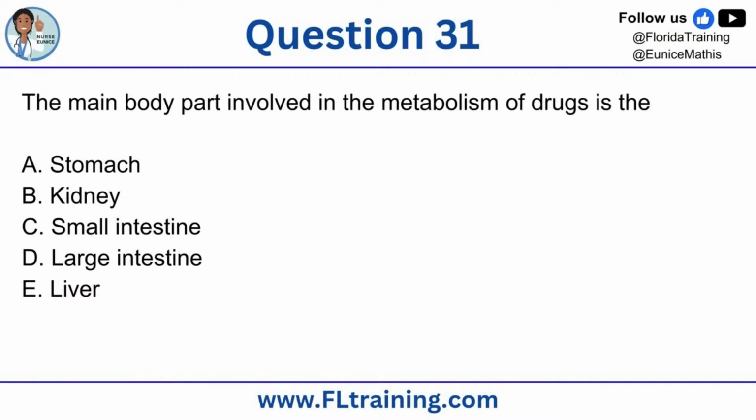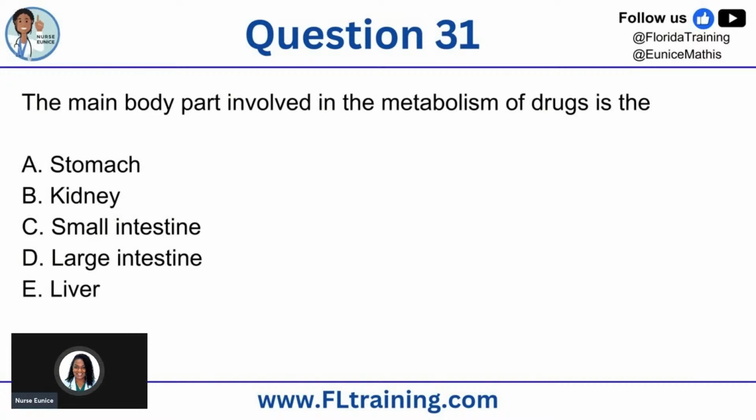Question 31. The main body part involved in the metabolism of drugs is, would it be the stomach, kidney, small intestine, large intestine, or liver? All right, and this is important because we're giving these patients a whole bunch of medications. And if this person has a particular organ impairment, that means that they can build up a toxicity of that medication because it's not being metabolized. It's not leaving the system.